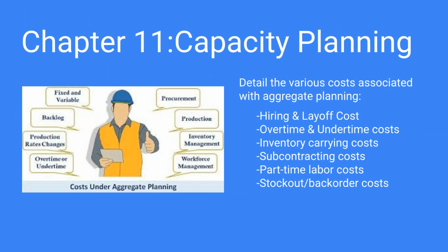All the costs associated with capacity planning help businesses balance supply and demand. Hiring and layoff costs involve workforce changes. Overtime and undertime reflect labor usage efficiency. Inventory costs come from storing the products. Subcontracting is outsourcing production. Part-time labor is cheaper but is less stable. Stockouts lead to lost sales and unhappy customers overall.